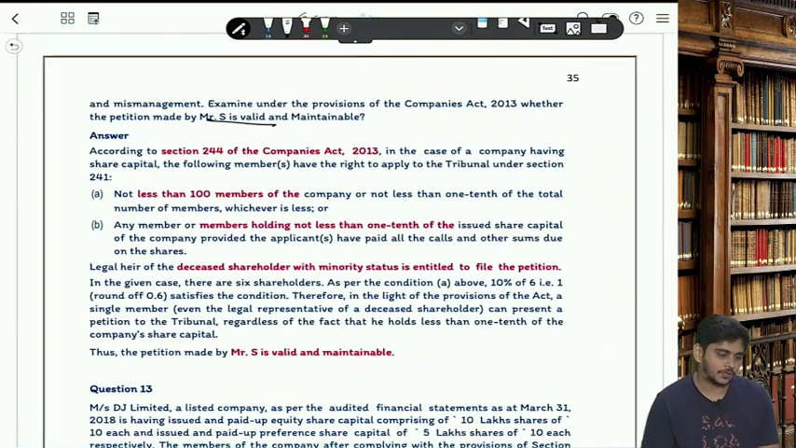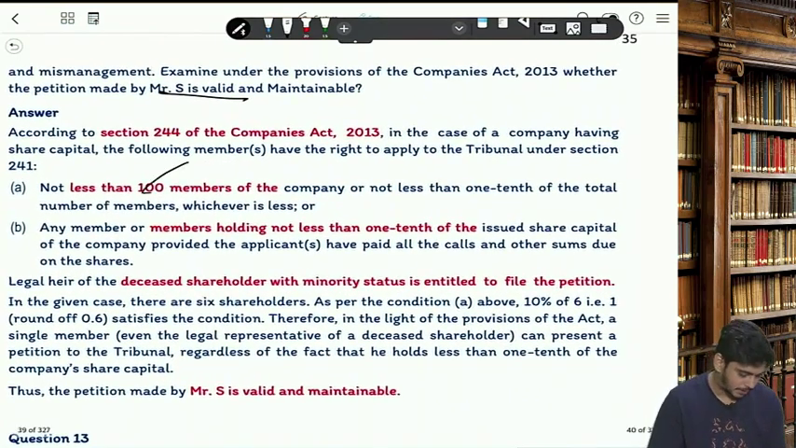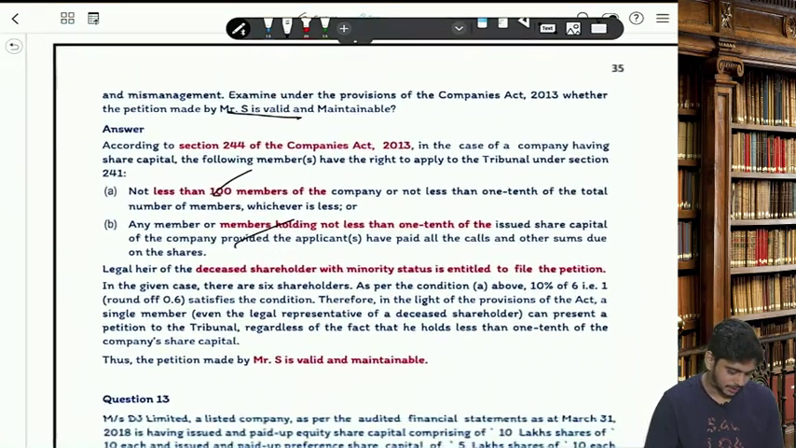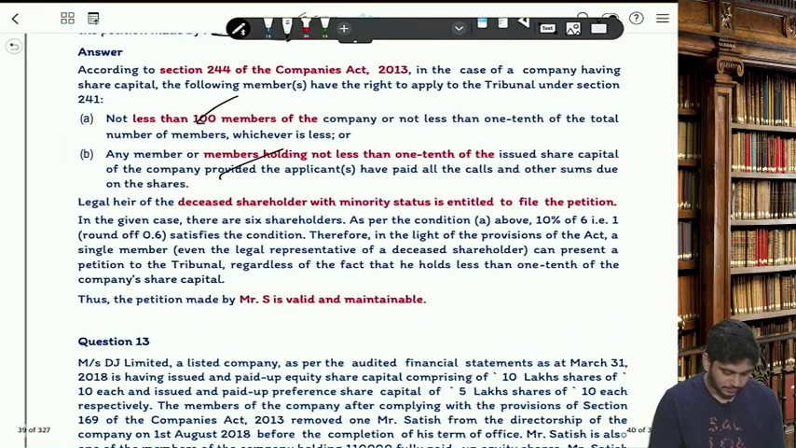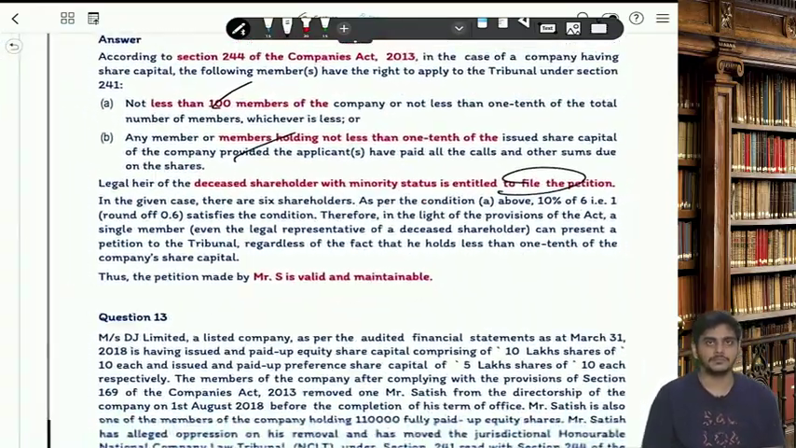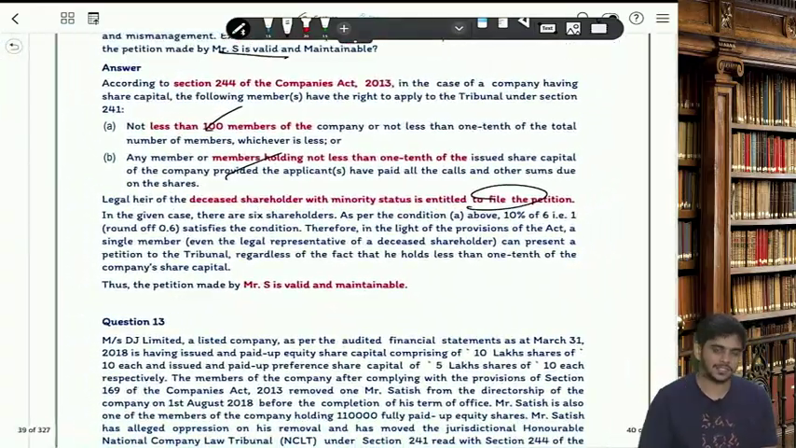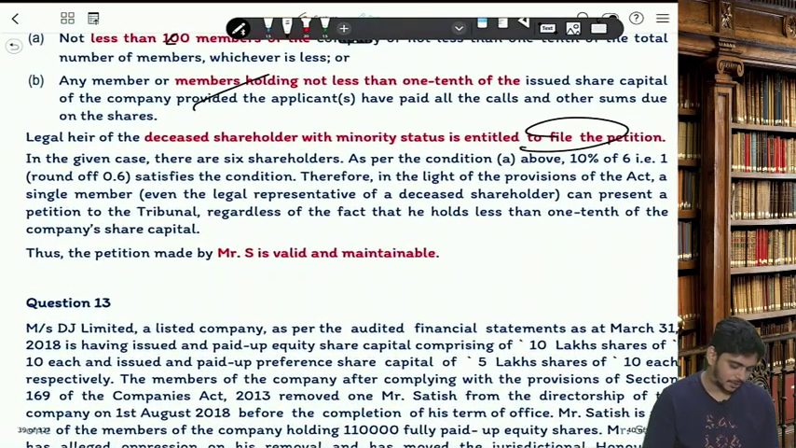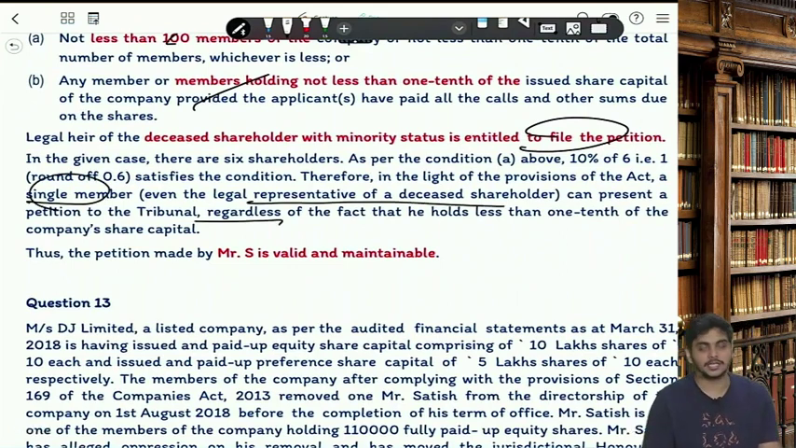So again, you will write the theory of 244: 100 members or 1/10, whichever is less. The legal heir of a deceased is also entitled to file an application. Or members holding 100 members or 1/10, so 1/10 of 6 would again be rounded off to 1. He can make an application. Therefore, as per the provision of the Act, a single member, even the legal representative of a deceased shareholder, can present a petition to the tribunal, regardless of whether he holds 1/10 of the shares or not. Therefore, the petition made by Mr. S is valid and maintainable.